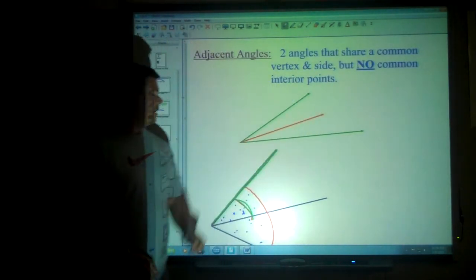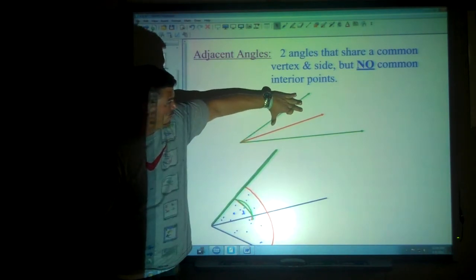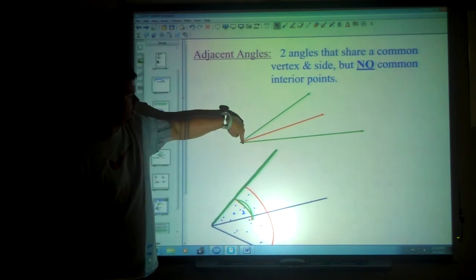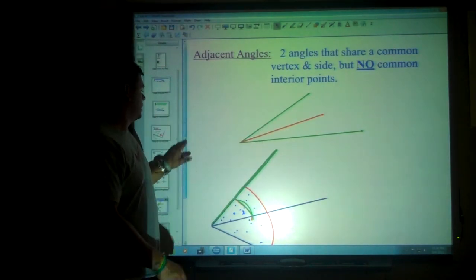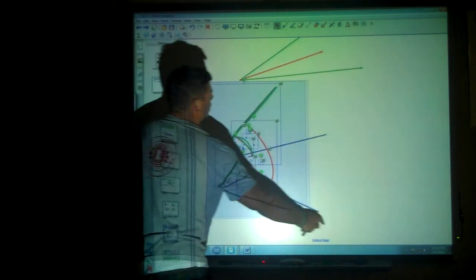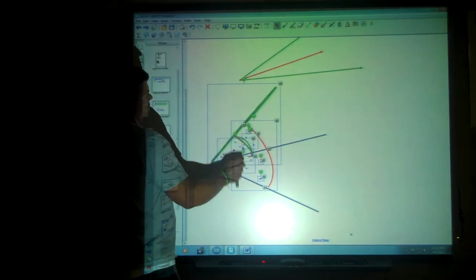No common interior points. That's why this one works. The interior points for this are different than the interior points for that. They share a side that's kind of in the middle or in between. It doesn't have to be in the middle. But this one here would not work because it's sharing those interior points. Some of the interior points for the whole are also in the one that's in the middle.